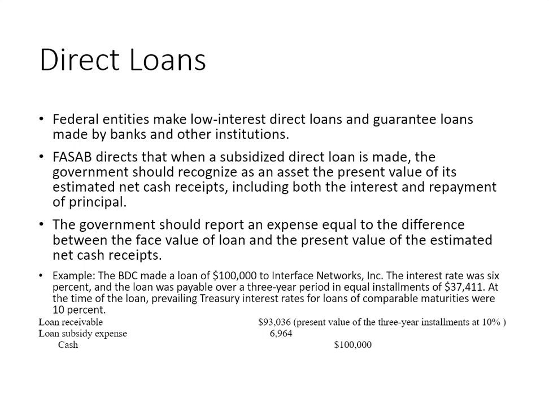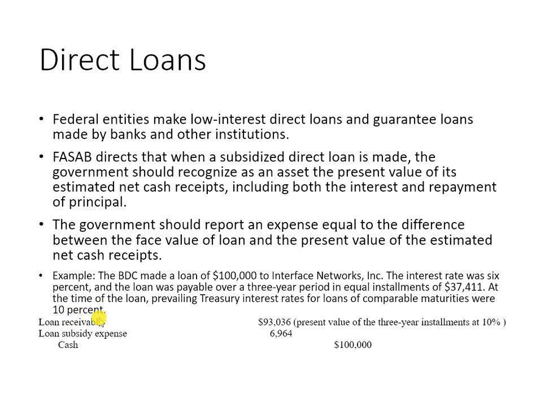So here we have an example. The BDC made a loan of $100,000 to a company. The interest rate was 6%, and the loan was payable over a 3-year period in equal installments of $37,411 each for 3 payments. At the time of the loan, the prevailing treasury interest rates for a loan of comparable maturity were 10%.